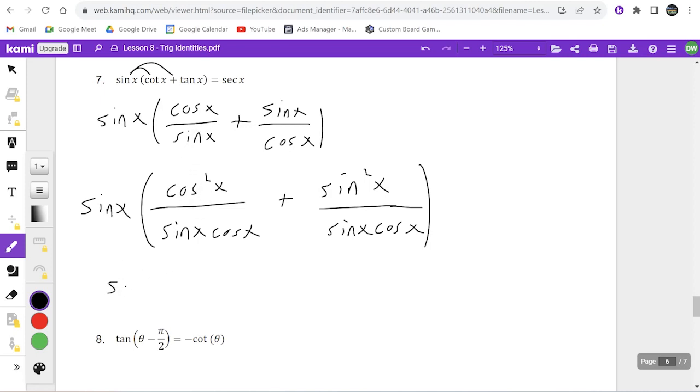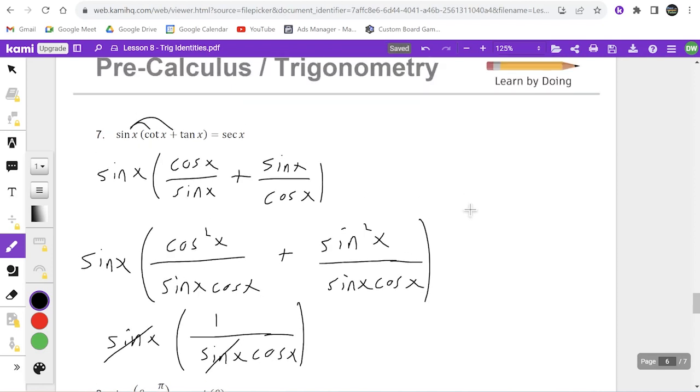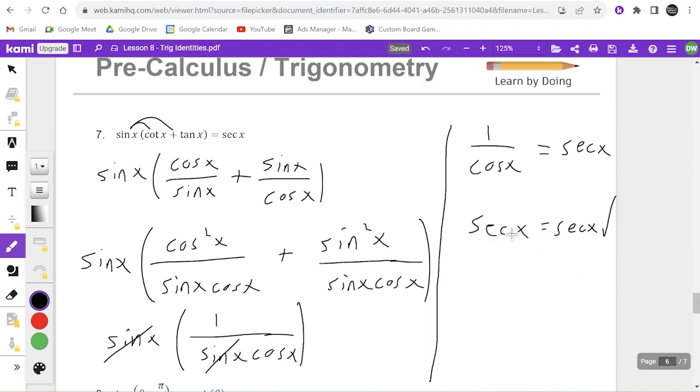Anyways, here, sine x times numerator, cosine squared plus sine squared. We already said it before, it's 1. So it's 1 over sine x times cosine x, and now I can multiply these together. To me, it looks like the sine will cancel in the denominator, and so all I'm left with is 1 over cosine x for the left side, and the right side is still secant x. And hopefully you realize here, this is just the reciprocal identity. So secant x equals secant x, check mark, we're done.